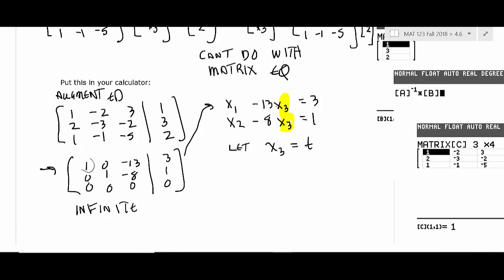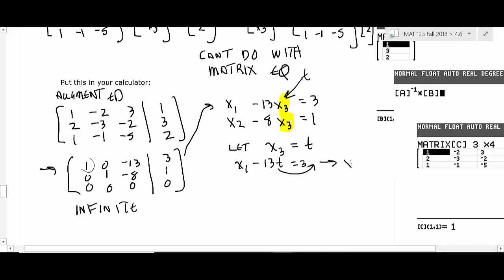Then the first equation is now going to be x1 minus 13t equals 3. Again, I'm just plugging in t where x3 is. Now solve this equation for x1. If you do that, you're going to get x1 equals 3 plus 13t. You're going to write your answer in terms of t.